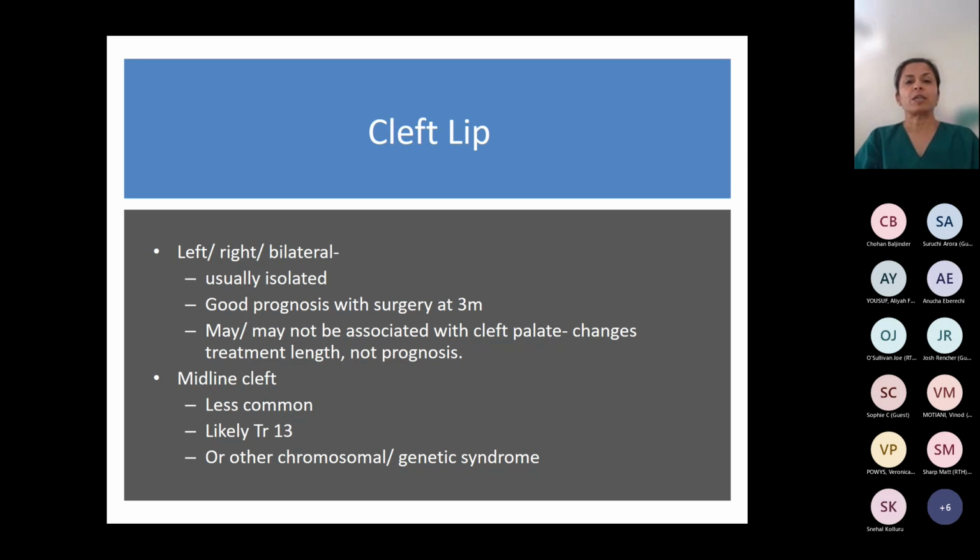Now, one important aspect to note is that the location of cleft lip is important. If the cleft is either side, then it's usually isolated and with good prognosis.